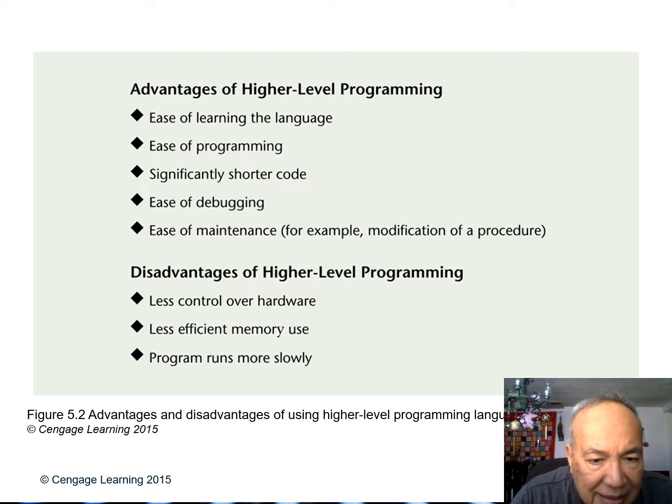Now, what are the disadvantages of this higher level? Less control over the software, less efficient memory use, programming runs more slowly. So there's a lot of memory to be used to be able to retain those instructions by the computer. It's just like a human being. We have to maintain a lot of memory to be able to understand these things, anything that we want to learn.